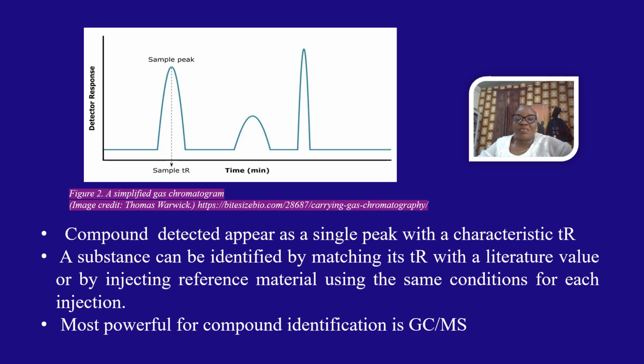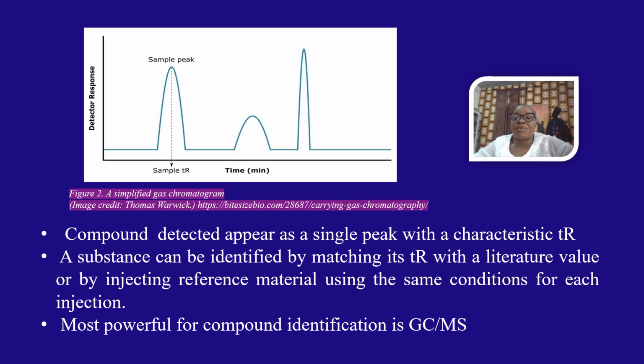The nature of the sample: if you injected a mixture and the chromatogram shows 3 peaks, then this tells you that your sample contains 3 different compounds. Each compound detected by gas chromatography should appear as a single peak with a characteristic retention time. A substance can be identified by matching its retention time with a literature value or by injecting a reference material using the same conditions for each injection.